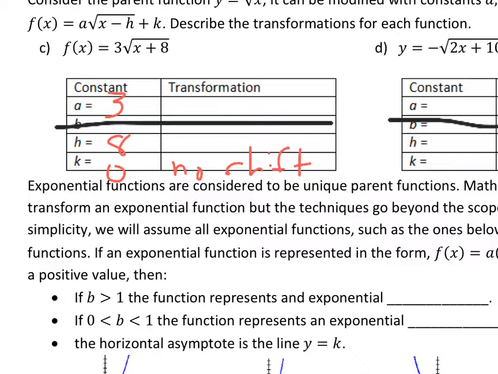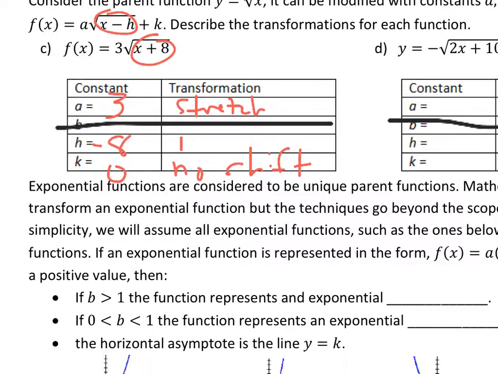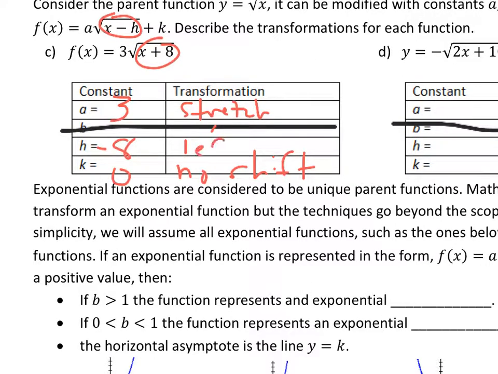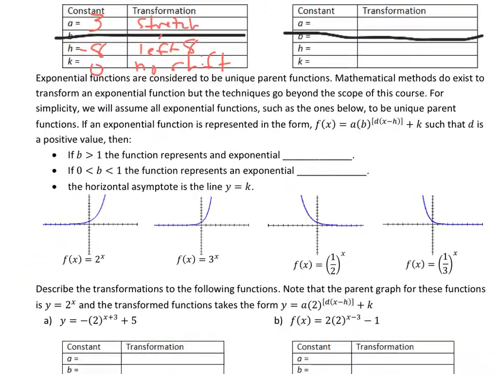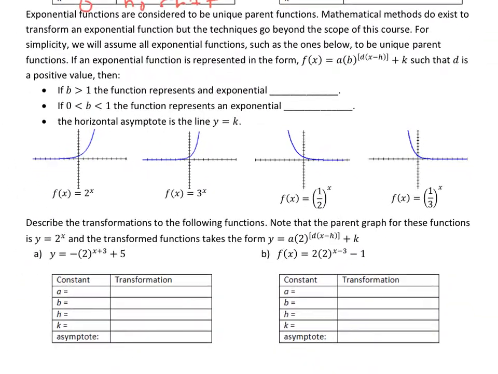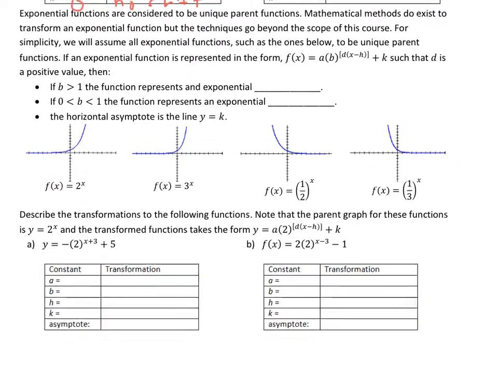So the 3 again is telling us that we're stretching. There's no negative, so it's not reflecting, and the 8 is positive. Again, the formula is x minus h, so the only thing that could change would actually means H is -8, which means it is shifting to the left. Oops, left 8. So again, pause the video and try D on your own. And then we'll come back together for the last piece.